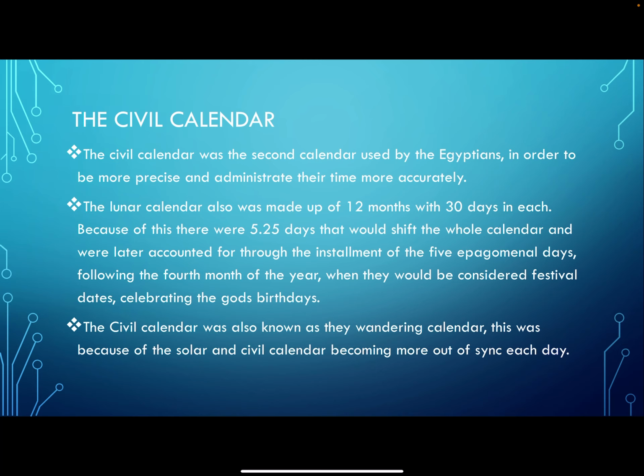The civil calendar was also known as the wandering calendar. This was because of the solar and civil calendar becoming more out of sync each day. So each day that passed, each quarter of a day that wasn't counted in the solar and lunar calendar made the civil calendar further away from, I guess, their planification. I don't know.